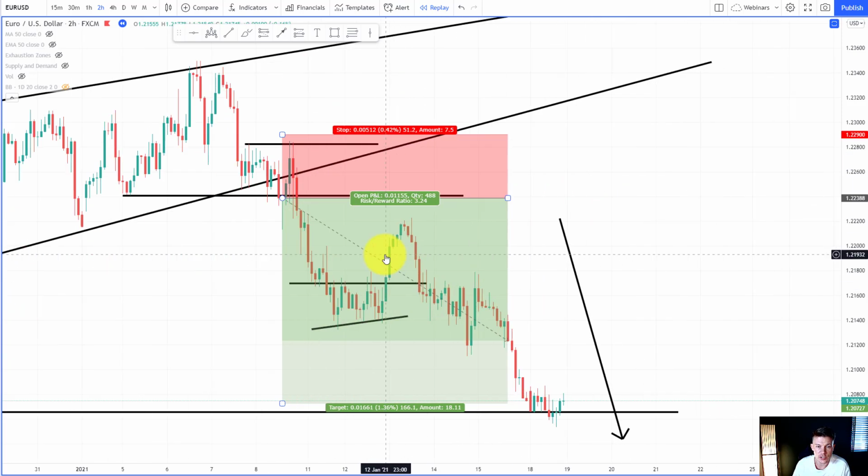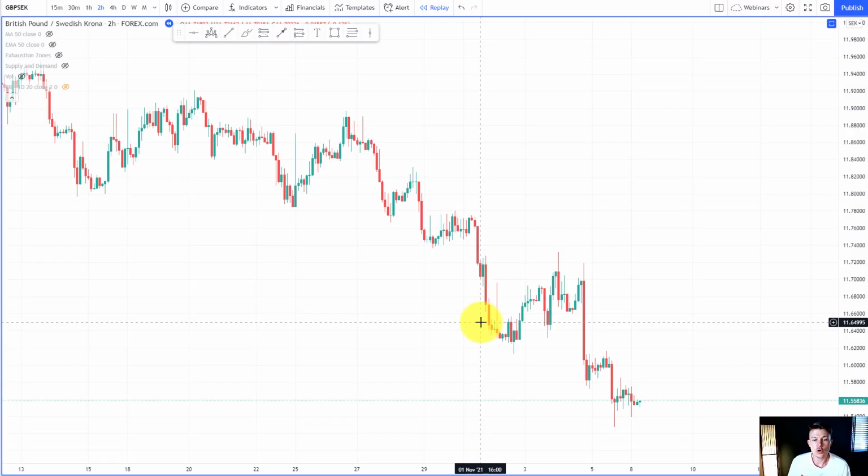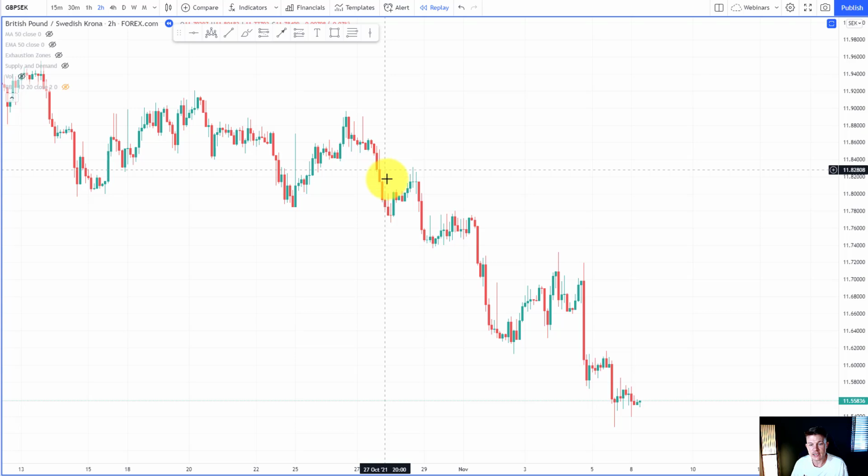And then we simply just use a breakout approach. You could also use a break and retest approach, totally up to you. But the main idea here is the triple tap from the higher time frame. You could also look for a triple tap on a lower time frame and trade it directly.